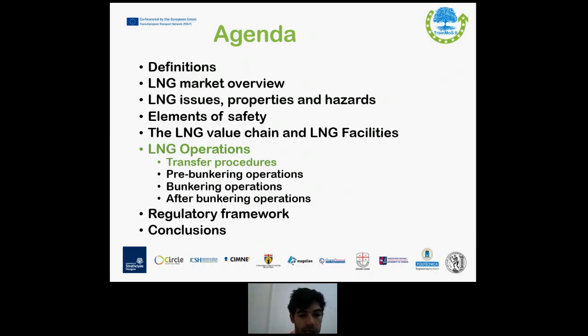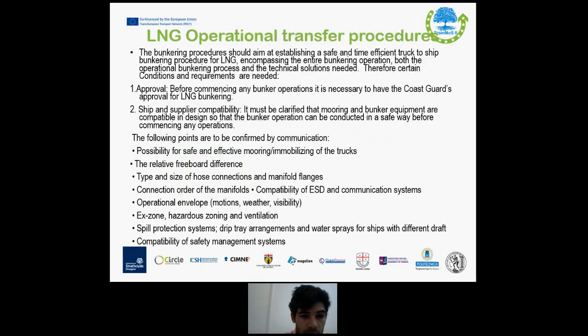Now moving to the LNG operations procedures. First of all, we discuss the transfer procedure. The bunkering procedures should aim at establishing safe and time-efficient truck-to-ship bunkering procedures for LNG, encompassing the entire bunkering operation, both the operational bunkering process and the technical solutions needed. Therefore, certain conditions and requirements are needed.